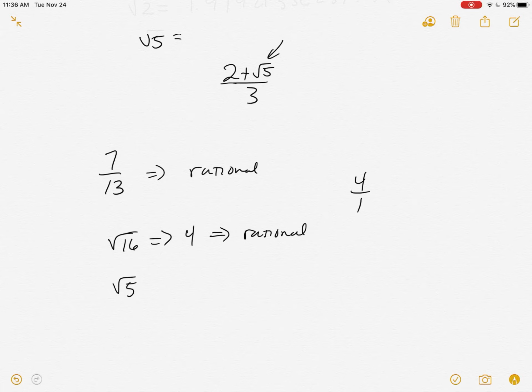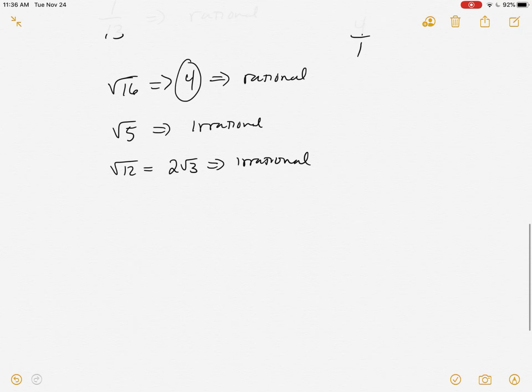So if they did the square root of 5, you should say irrational. Even something like the square root of 12 that reduces, you may know, to 2 root 3. It's still irrational because of that root 3 that's with it. It's got to work out perfectly like it did with 4.